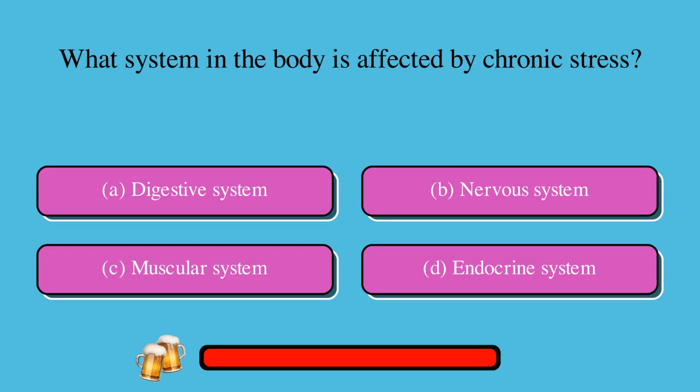What system in the body is affected by chronic stress? A. Digestive system, or B. Nervous system, or C. Muscular system, or D. Endocrine system. The correct answer is D. Endocrine system.